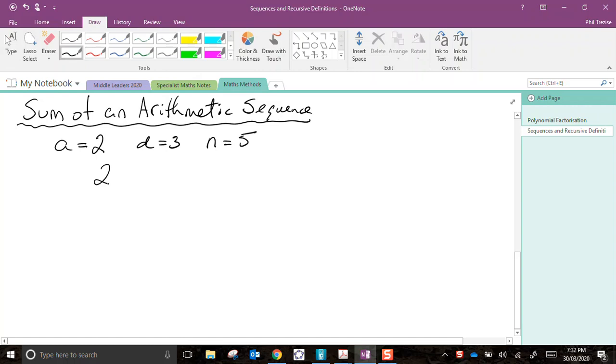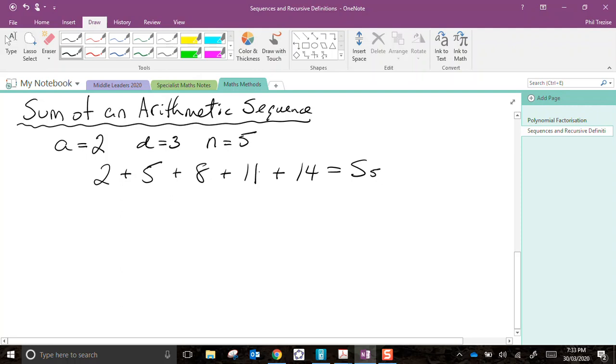So we could write the sequence. We start with 2, add the common difference, we're up to 5, add another 3, we're up to 8, then 11, then 14. There's our 5 terms. If I wanted to add these terms together, rather than just have a sequence of numbers, if I want to add these things, then I will call this the sum to 5 terms.